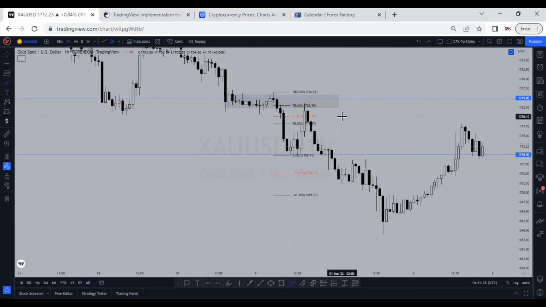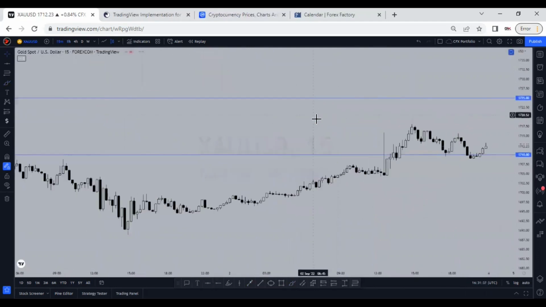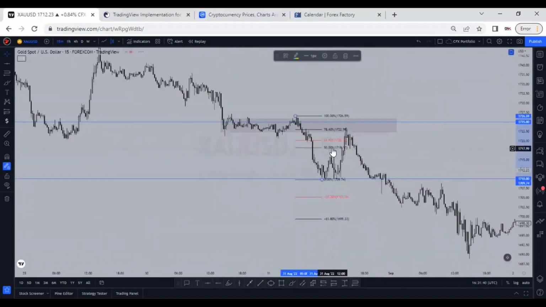Now, the next thing to do after doing all this is to look for your confirmation. After the confirmation is the exit. All right. So on 15 minutes, that is where we will be looking for our confirmation.